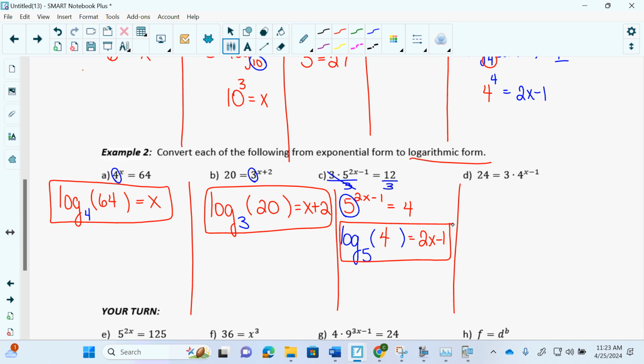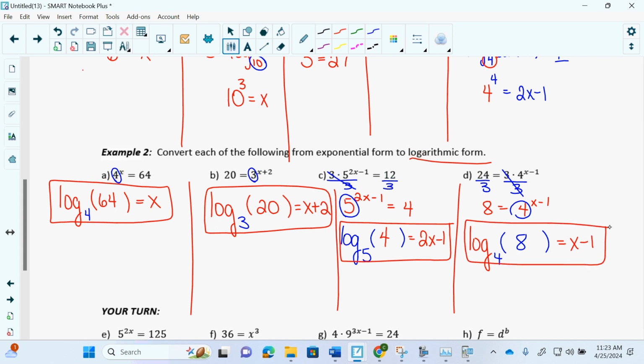What's the problem with D? It's 4 pieces of information, so that 3 is my problem. Can I make the 3 and the 4 join and make it a 12? No. It's awful. Don't do that. What do we do? We divide the 3 over instead. And we get 8 equals 4 to the x minus 1. Now I have 3 pieces of information, so I can convert it to a log. Okay, I need the base first. What's the base of the exponent? 4, so that's the base of my log. Besties doesn't stay besties, what's going to go beside it? 8, and it's going to equal x minus 1.